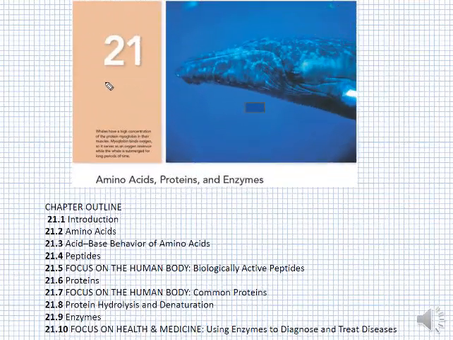All right, this is part three of the lecture on, it's actually chapter 18 in our current textbook on proteins. So we covered amino acids, and that was the first video. Amino acid-based behavior was number one. Number two, we talked about peptides. And number three, we'll talk about proteins and hydrolysis. Again, enzymes is not covered in this chapter. Enzymes will be in the next unit.